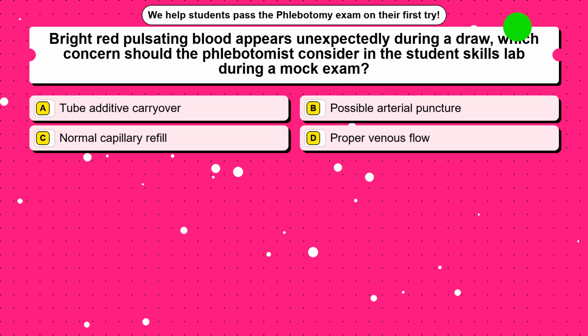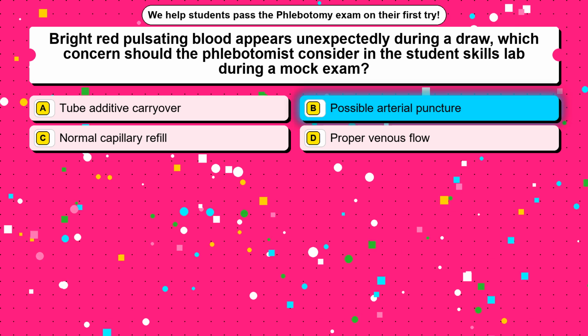Question 34. Bright red pulsating blood appears unexpectedly during a draw. Which concern should the phlebotomist consider in the student skills lab during a mock exam? Option A, tube additive carryover. Option B, possible arterial puncture. Option C, normal capillary refill. Option D, proper venous flow.